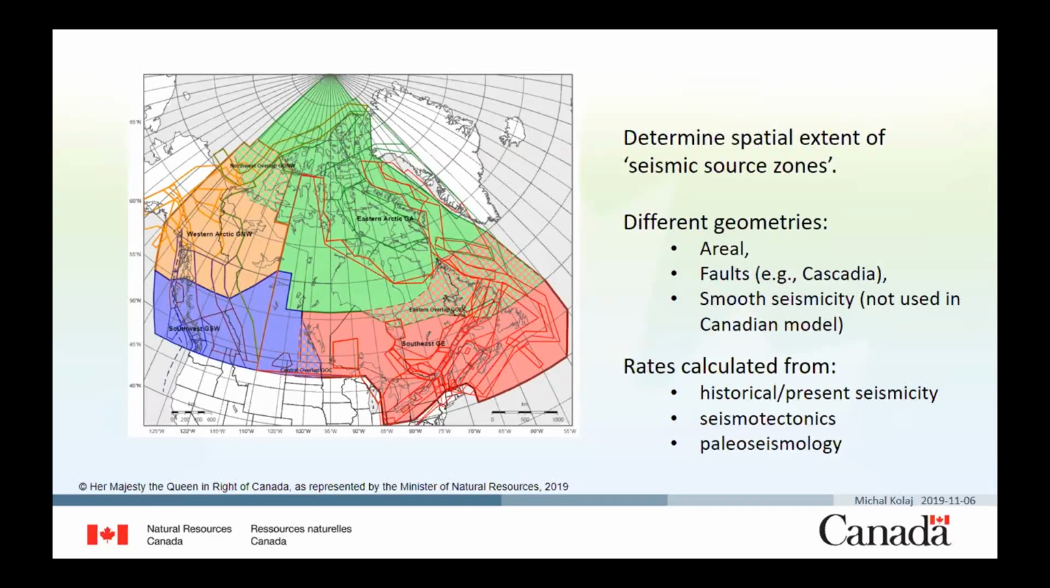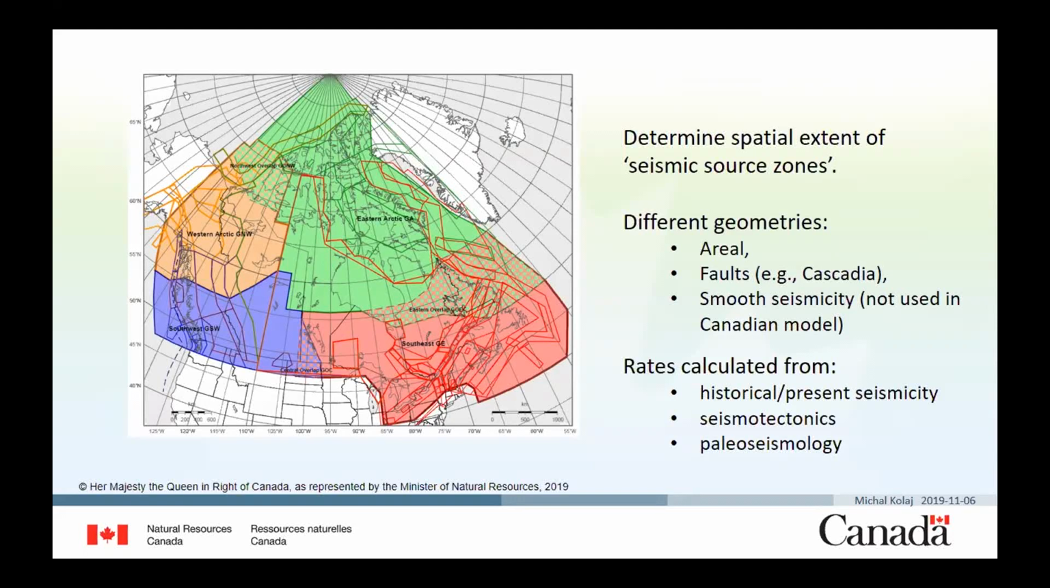We have that as a fault. It's a relatively well-known fault that we have a high confidence of its geometry. And another type of model that we don't do in Canada, but is very common south of the border in the United States, is smooth seismicity. And the next thing we will have to calculate is the rates. And that, what I mean is how often do earthquakes occur in all of these individual boxes.